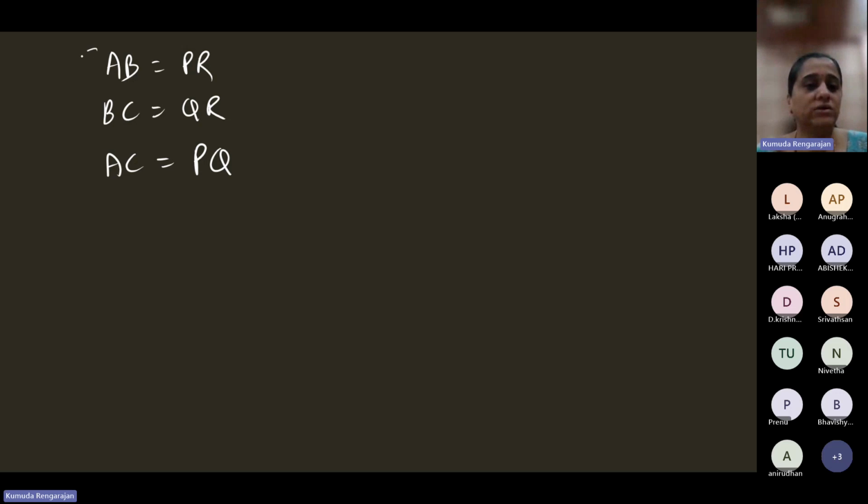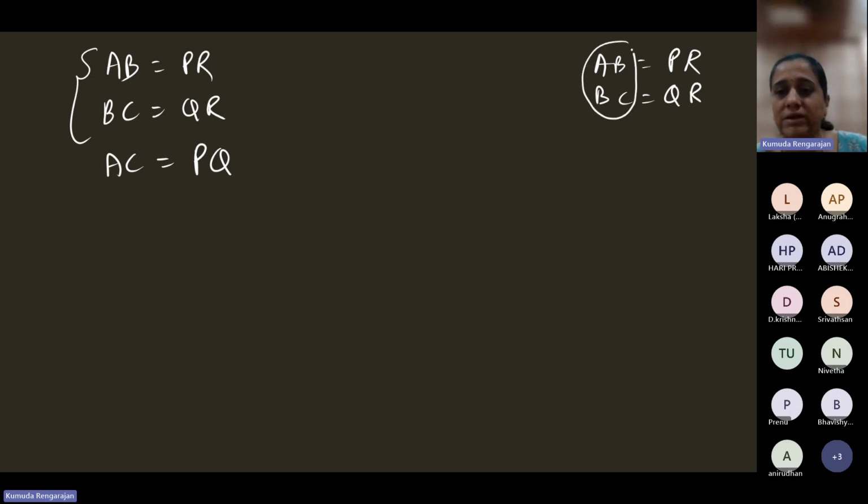Now, take up any two equalities we have mentioned. Any two. Now, supposing I take AB equal to PR and BC equal to QR. See, when I'm explaining, it takes this time, but when you do it, it doesn't take this long. You can just look at it and write it immediately. Now, here, which is a common letter? AB, BC, which is the common letter B.